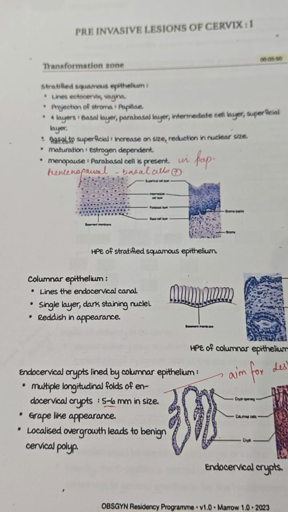Today we are going to read about the pre-invasive lesions of the cervix, and this is the first lecture that we are going to discuss. So, first of all, the cervix is made up of two epitheliums. The epithelium that lines the ectocervix and the vagina is known as stratified squamous epithelium.